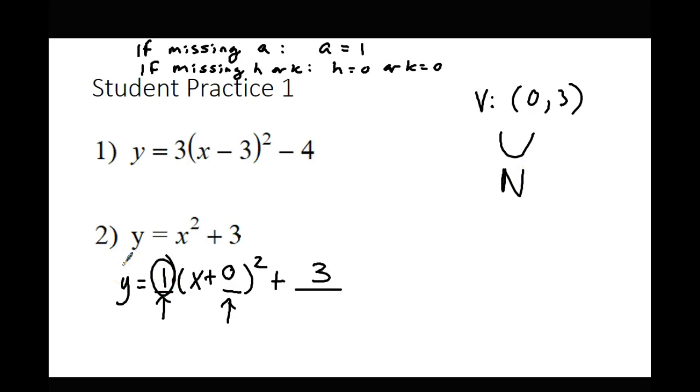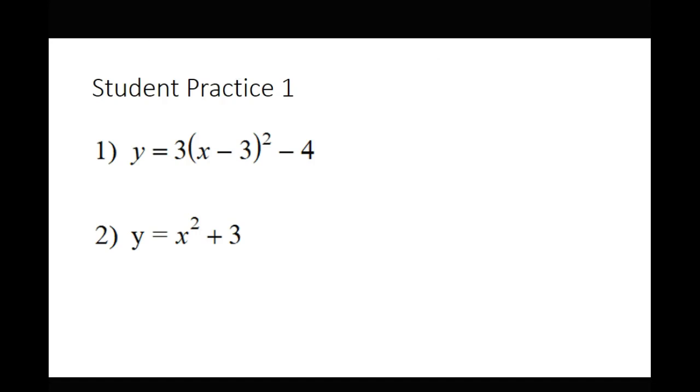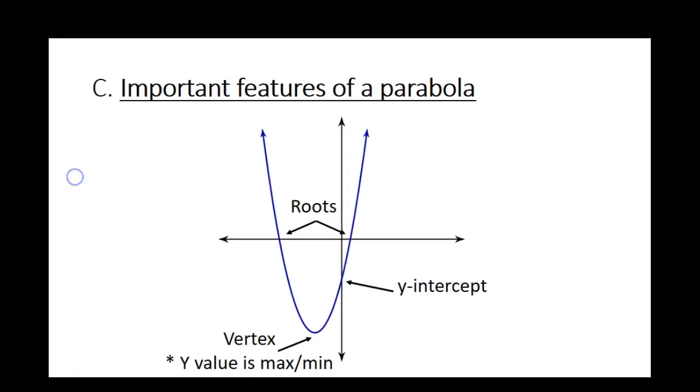So since that number's positive, we have this happy face, and since it equals 1, then it's normal. So we would expect the vertex to be here at 3, and a normal-sized U shape going upwards. Or you can be specific and use the slope up 1 over 1. Just be careful of the ones that are fractions. We talked about that. All right.